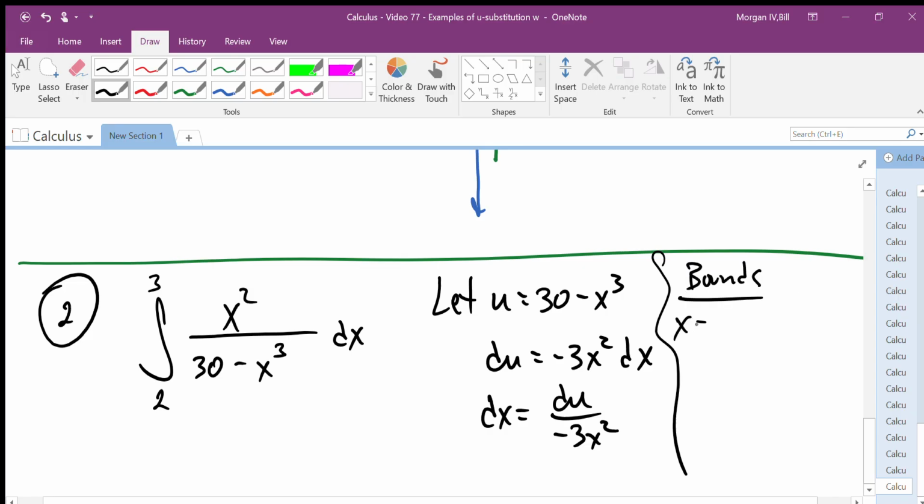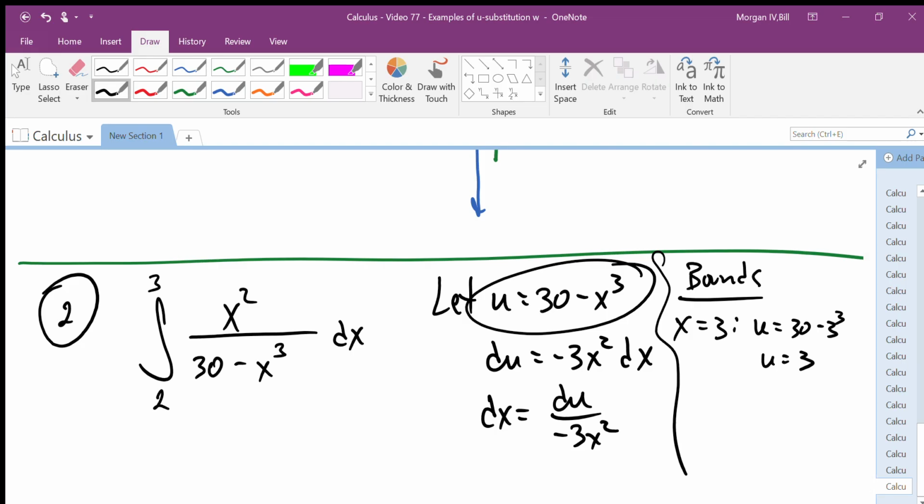I'm going to start off with an upper bound of x equals 3. Using the equation let u equal 30 minus x cubed, u then is equal to 30 minus 3 cubed. 3 cubed is 27, 30 minus 27 is 3, I get u equals 3. And sometimes that happens where 3 gets mapped to 3, right? The transformation there is 3 stays put, and x equals 3 is the same as u equals 3.